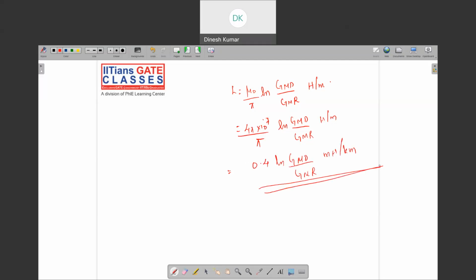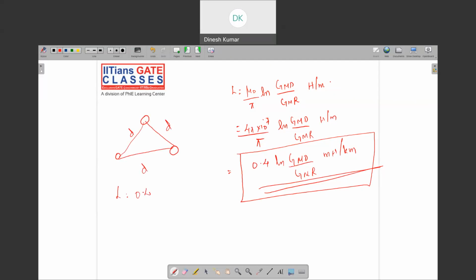As in a general condition, we can write it like this. Now we can check this for three-phase conductors, where each distance is assumed to be D. So what is the inductance of this? The inductance will be L equal to 0.4 ln, where we take all the radii as R, or the equivalent radius as R dash.